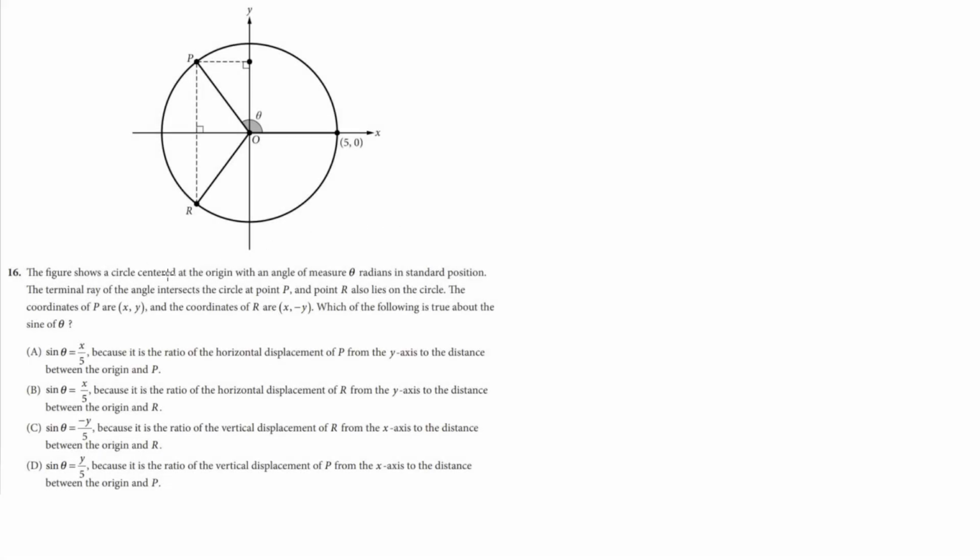The figure shows a circle centered at the origin with an angle of measure theta radians in standard position. The terminal ray of the angle intersects the circle at point P, and point R also lies on the circle. The coordinates of P are (x, y), and the coordinates of R are (x, -y). Which of the following is true about the sine of theta?